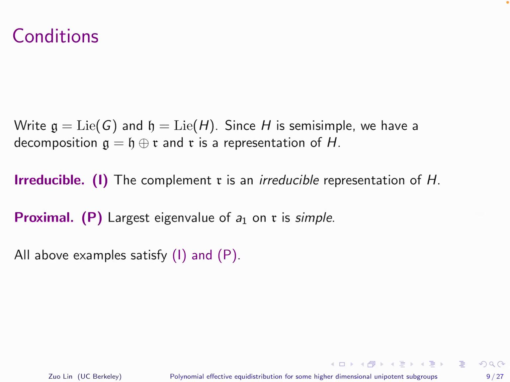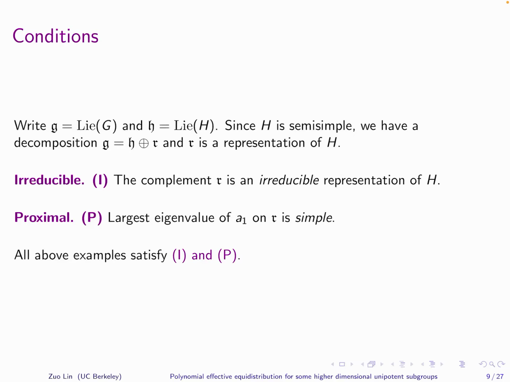So I can decompose the Lie algebra of this larger group into two pieces, H itself and a complement, where the complement is a representation of H. It is stable under the H action. So I will call the above data, which consists of 5 elements, irreducible if this complement is irreducible.